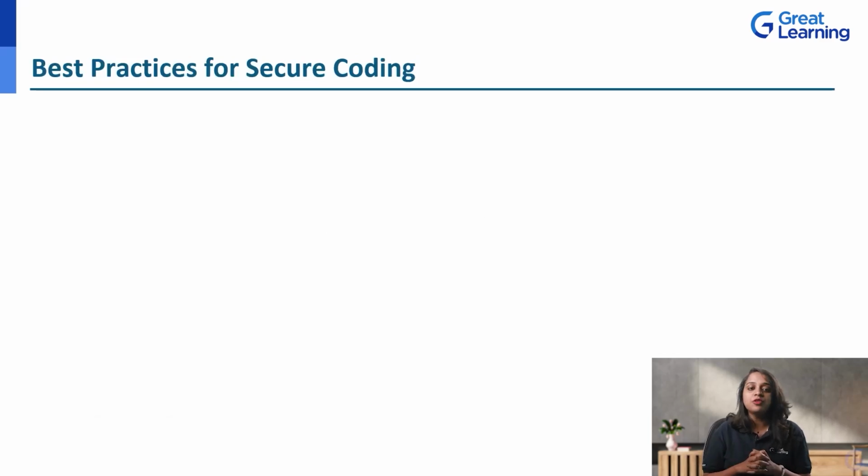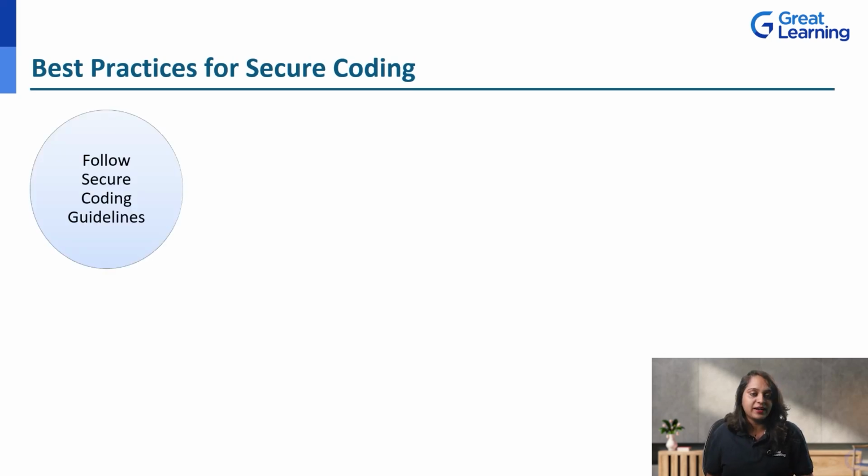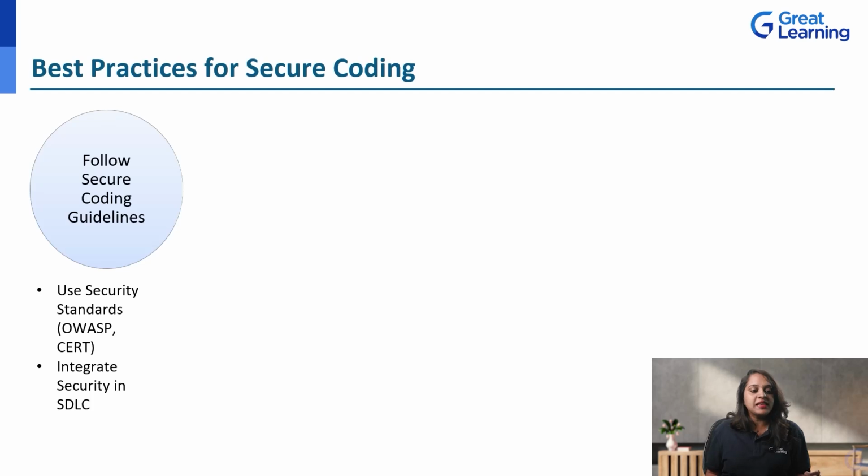Here we will see a few best practices to secure your data by using secure coding. The very first one is to follow secure coding guidelines. To follow them, we can use security standards such as OWASP, the Open Web Application Security Project, and CERT, the Computer Emergency Response Team. We can use these standards to secure your coding by using the guidelines. Integrate security in the SDLC, that is the software development life cycle of the project.